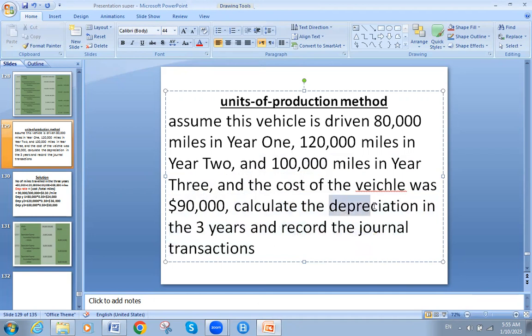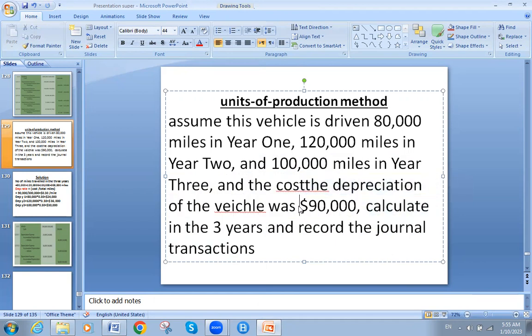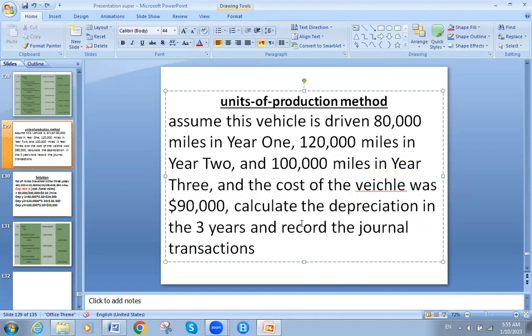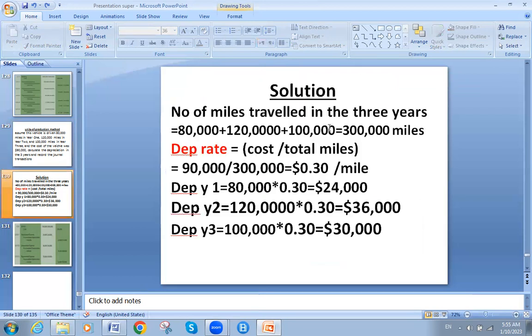Okay, so we make the annual depreciation for year one, annual depreciation for year two, annual depreciation for year three, then we will do the journal entries or the journal transactions. The method which you use, not the one which we used before, the straight line method, but we will use units of production method. So let us go to the solution.